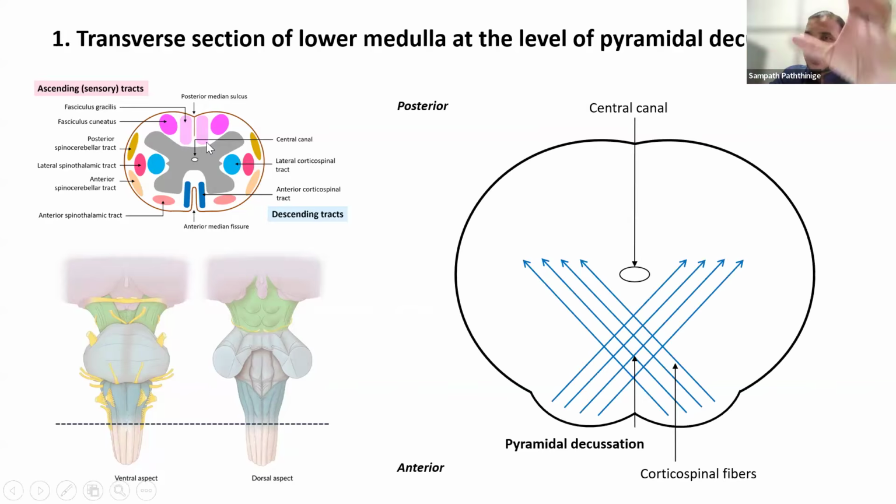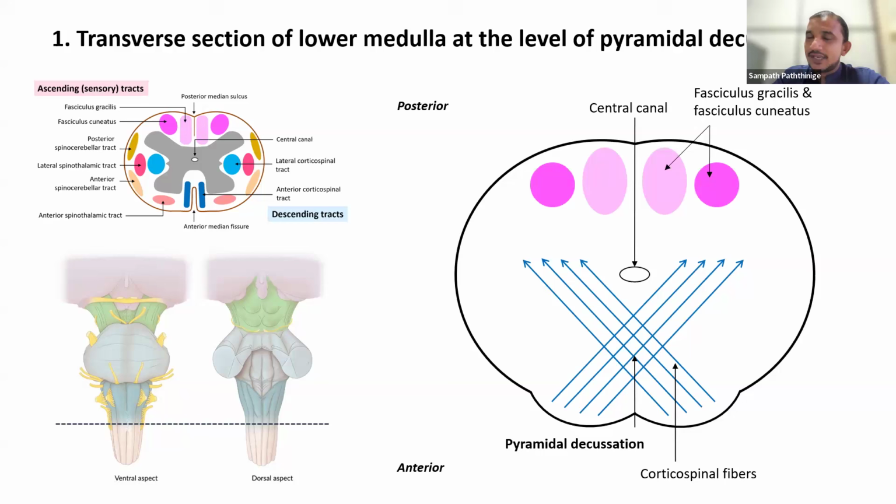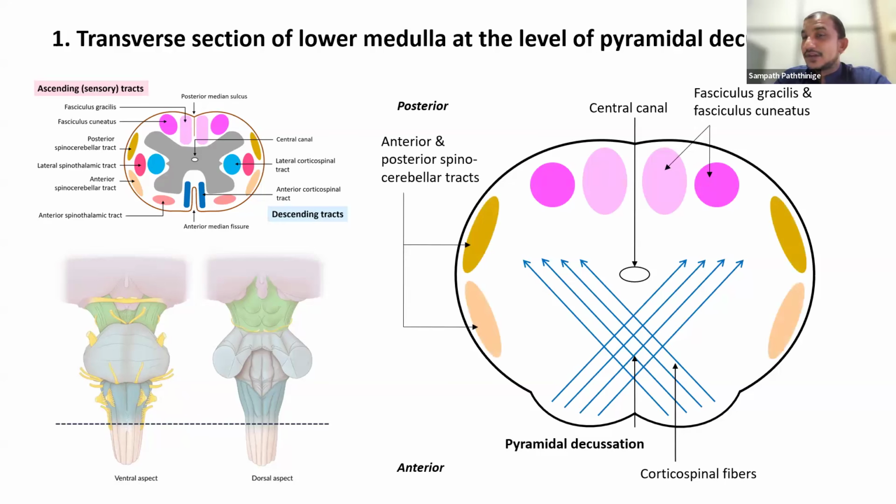Then the ascending pathways we found in the spinal cord have to be there. So we'll have the fasciculus gracilis and cuneatus. The two spinothalamic tracts and two spinocerebellar tracts would be at the same location. And the spinothalamic tracts will now unite to form the spinal lemniscus.